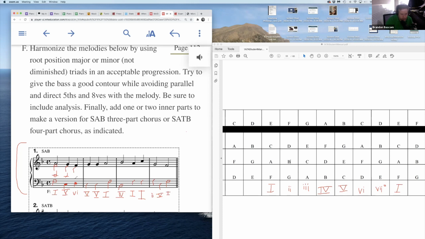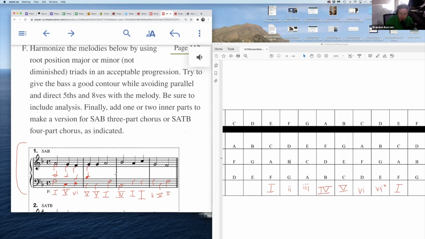Does that work? Okay, we're moving a second again, so no common tones. We move down in our bass, so everything else is going to move up to the next chord tone, yeah? Now what?